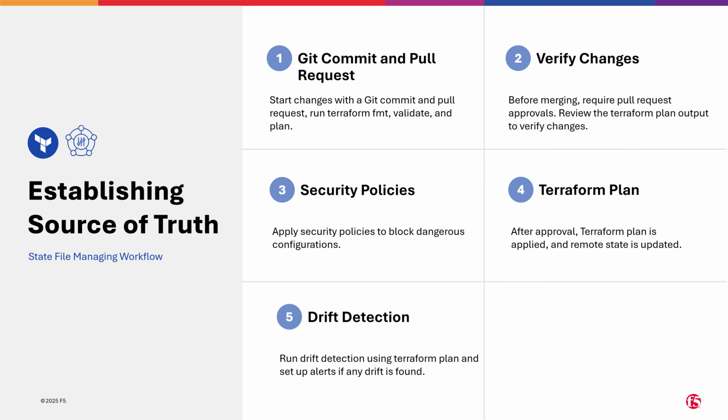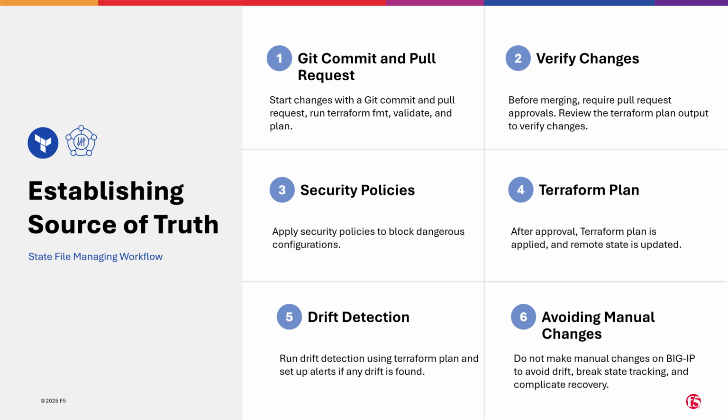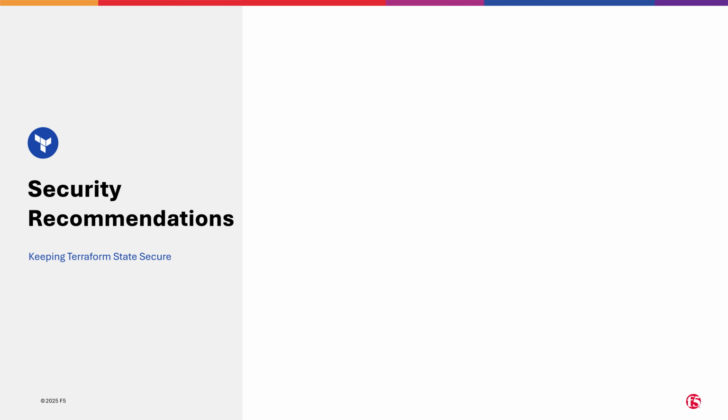Run drift detection regularly using Terraform plan with the detailed exit code flag. Send alerts if any drift is found. Do not make manual changes on BIG-IP. Manual edits cause drift, break state tracking, and complicate recovery. This workflow ensures that all changes are tracked, reviewed, and approved before being applied to the infrastructure. It also helps to maintain a clean and organized code base, making it easier to manage and troubleshoot any issues that may arise. To keep your Terraform state and infrastructure secure, follow these recommendations.